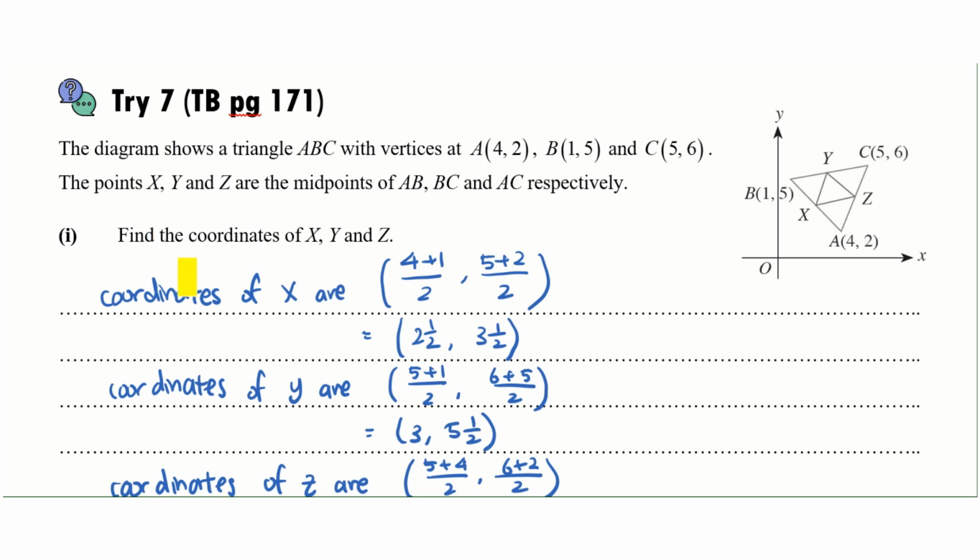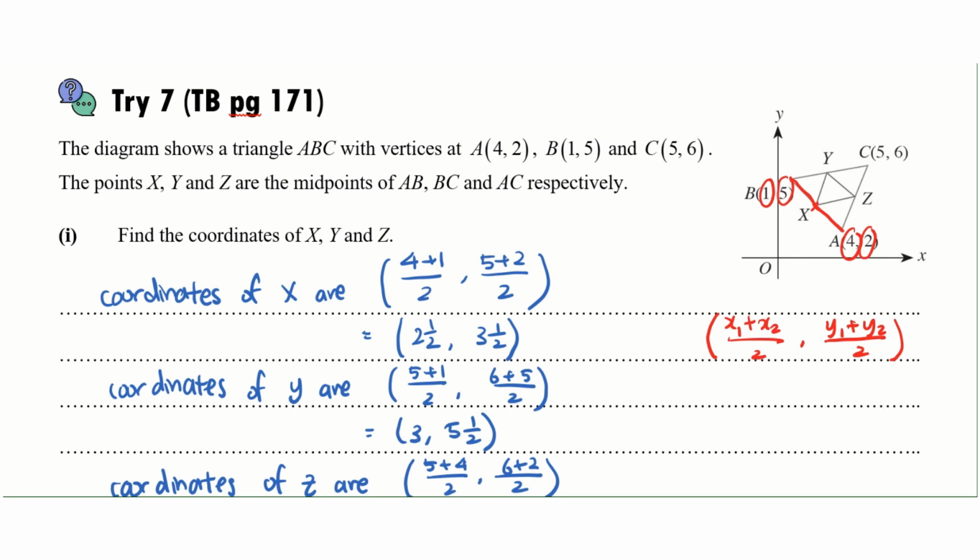To find the coordinates of X by using the formula, the formula that we covered earlier was (x1 plus x2) over 2 and (y1 plus y2) over 2. So to find the coordinates of X, which is found in the line segment AB, we will consider the x coordinates of A and B as well as the y coordinates of A and B. Hence, by applying that, we will get the coordinates (2.5, 3.5) for X.